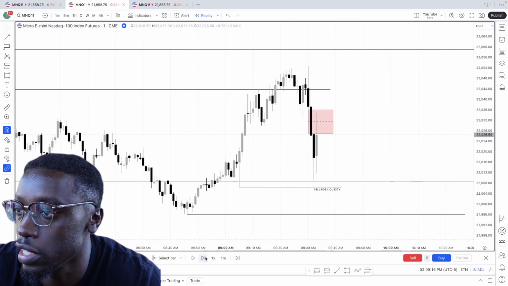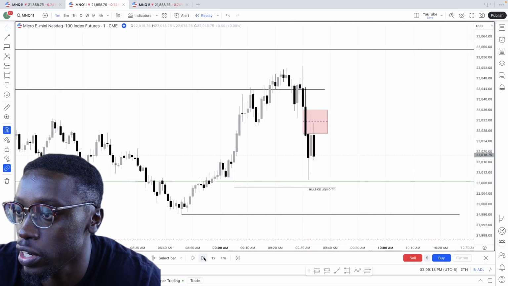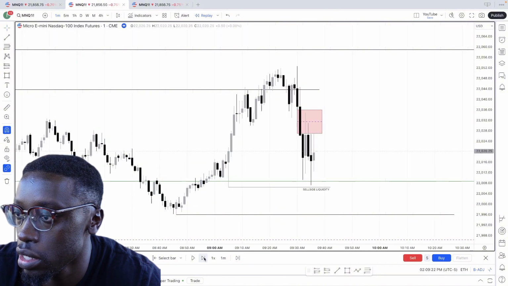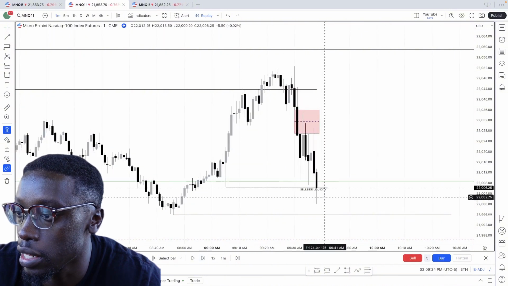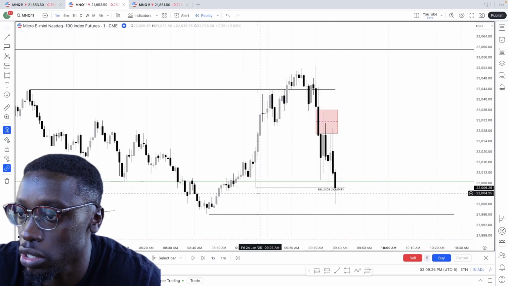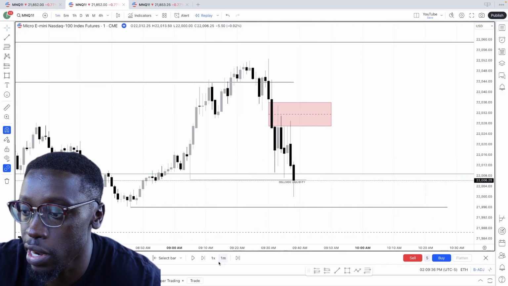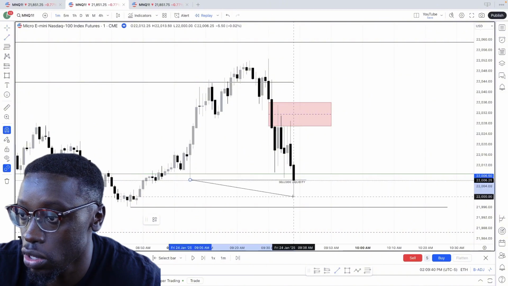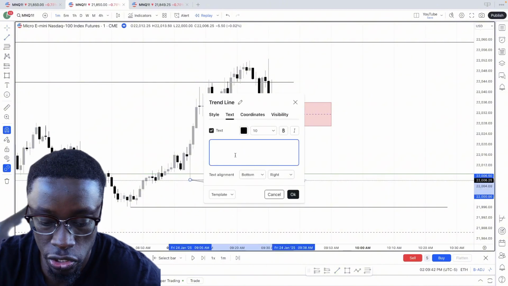So the market trades into this imbalance and then we trade lower, and we do end up coming and sweeping this sell side liquidity here. So at this point, I noticed that the S&P 500 had not taken out this low yet, right? The S&P 500 was much stronger.